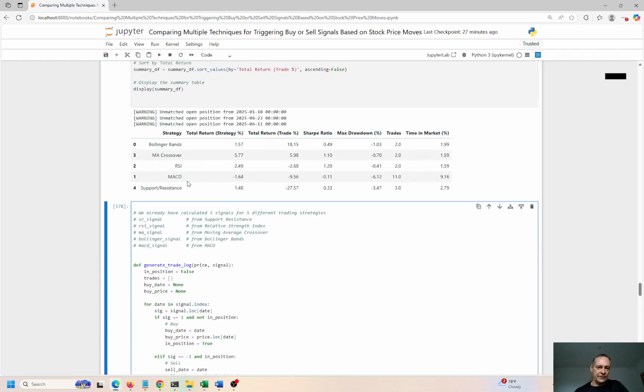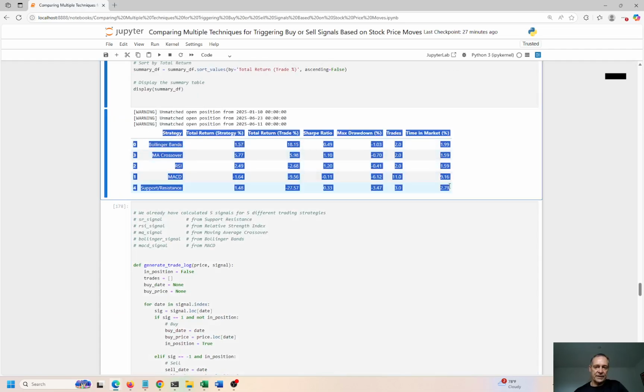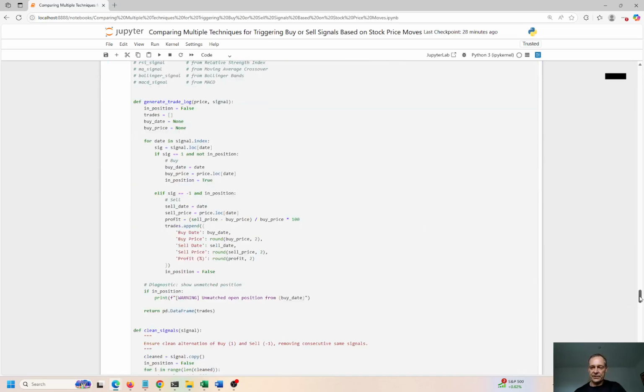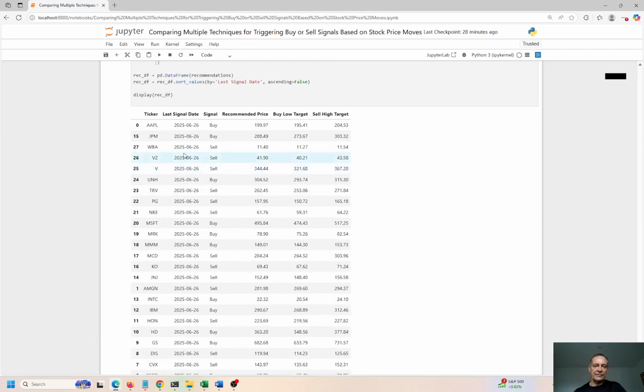This is a very nice view right here. I like this a lot because you have all 5 strategies, all the total returns, the strategy returns, Sharpe ratios, maximum drawdowns, trades, time in market, percentage of the entire year. This will show you every single ticker, last trade signal, recommended buy low target and sell high target, right? So this is pretty nice.